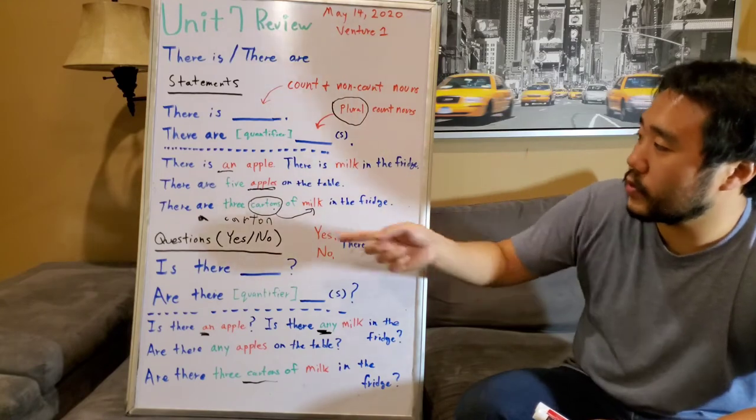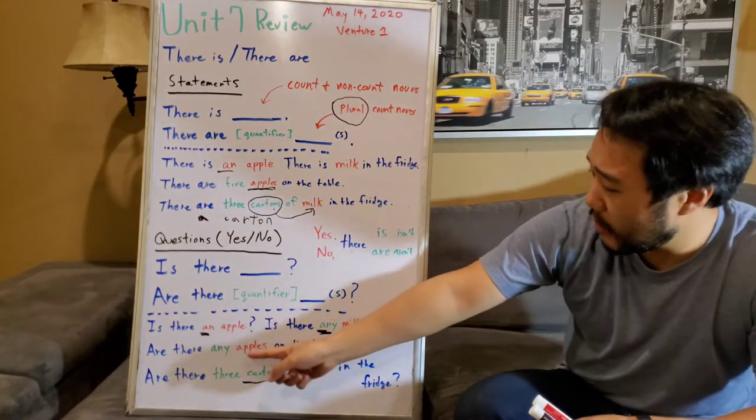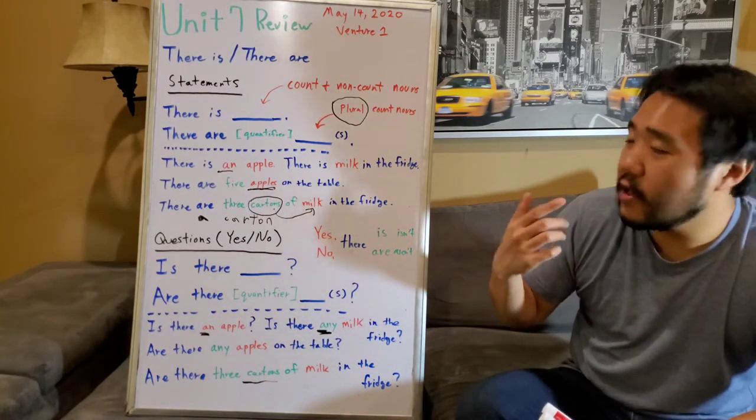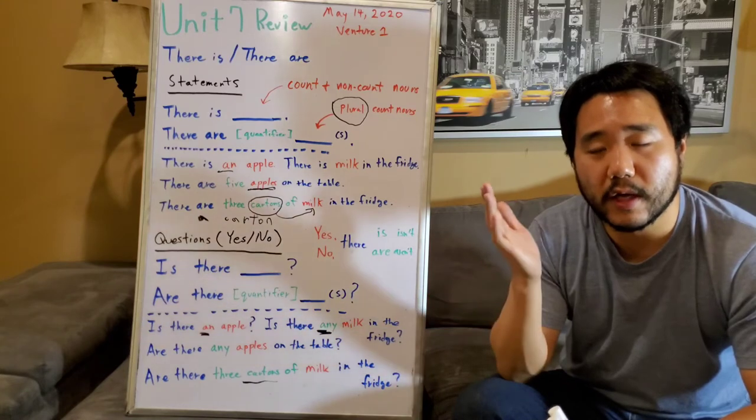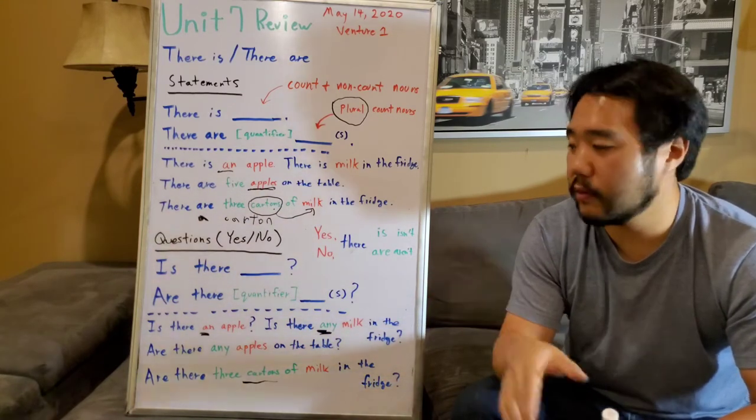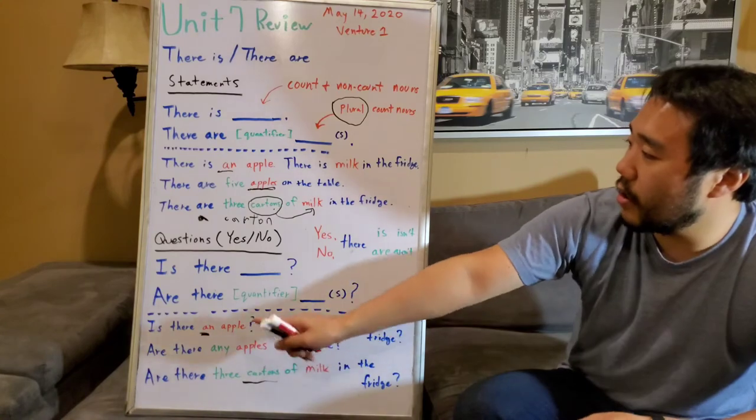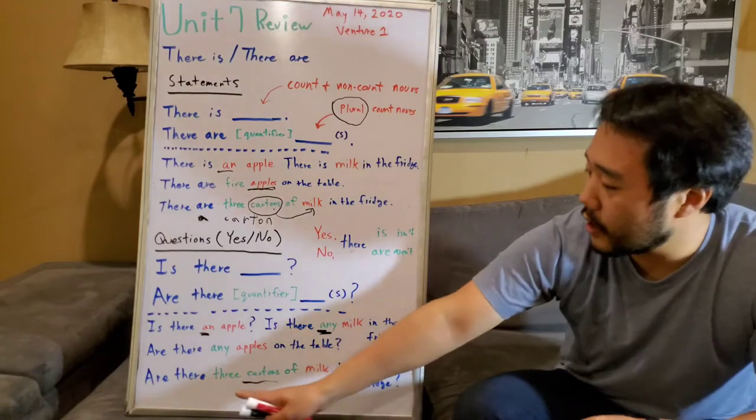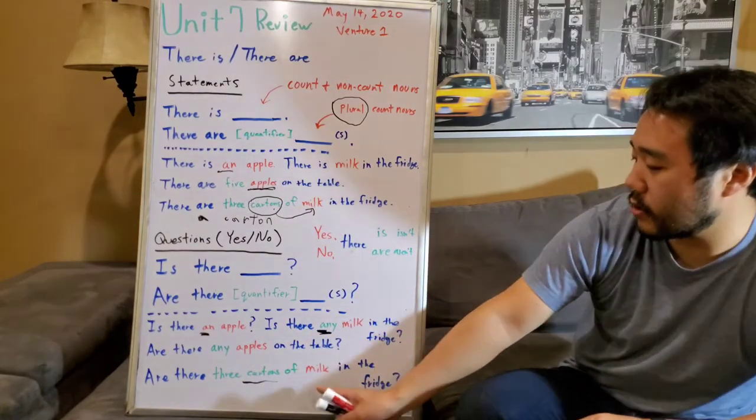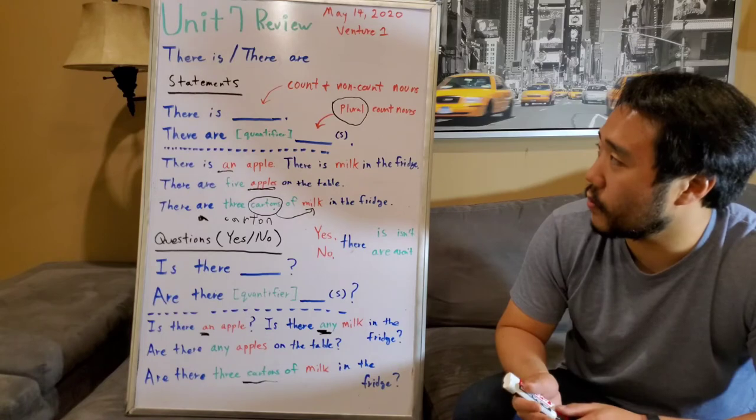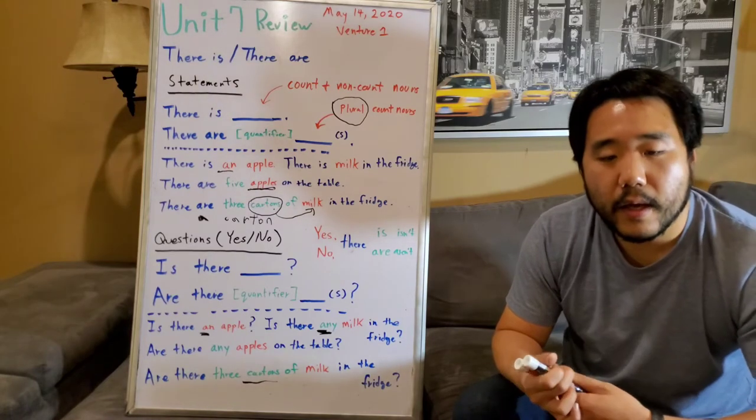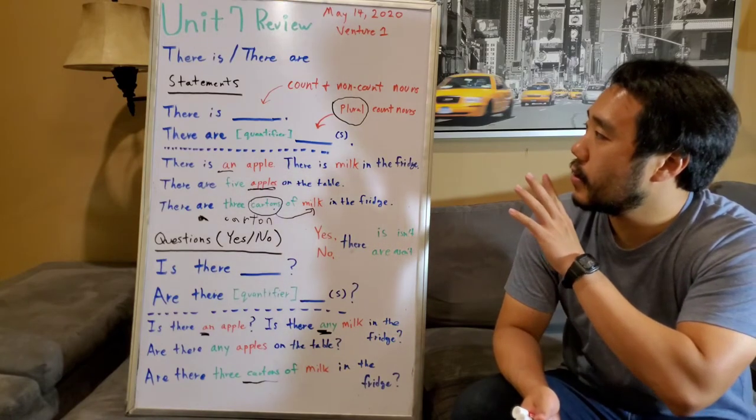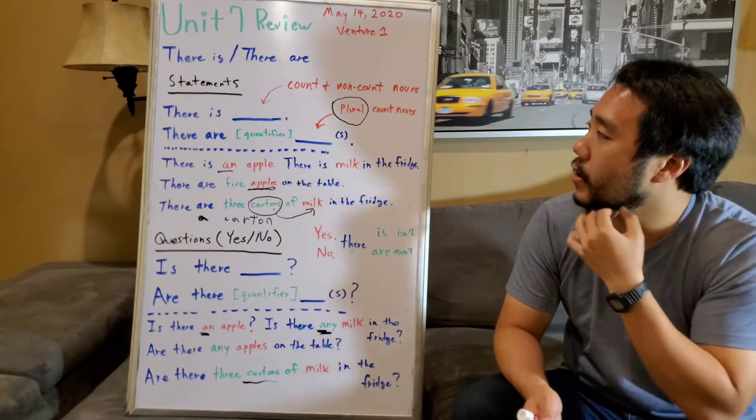But we are able to also use there are and are there questions if we use partitives for the non-count nouns. That's when we're able to use are there. So here, there are three cartons of milk in the fridge. And then here we form a question, are there three cartons of milk in the fridge? And this is what we can do. And this is for there is and there are.